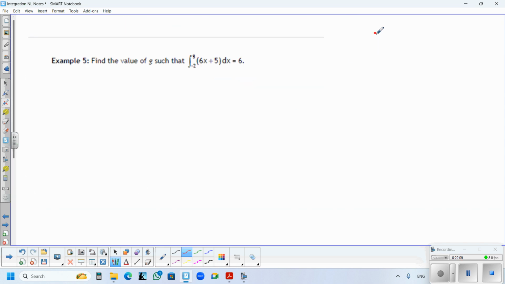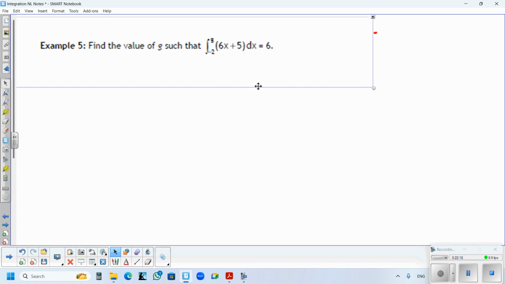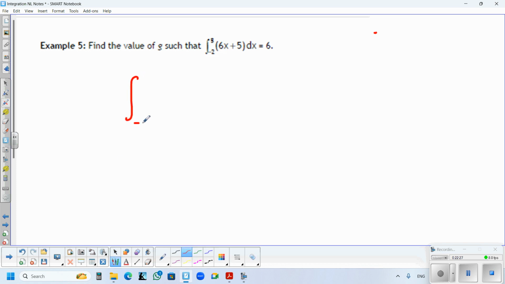Okay, we've got the next one. This one is your integration, but it's going back to front. So they're telling me the answer to this, and they want me to work back and find the value of g, and that's g up there. It's not copied very well. So the question is, we've got the integral from -2 to g, and we've got 6x plus 5. We want to do the x's, but they've told me the answer to this is 6. And I'm going to work backwards to work out what this is.